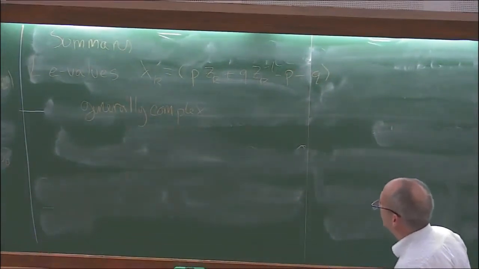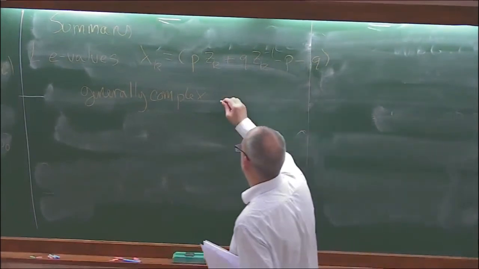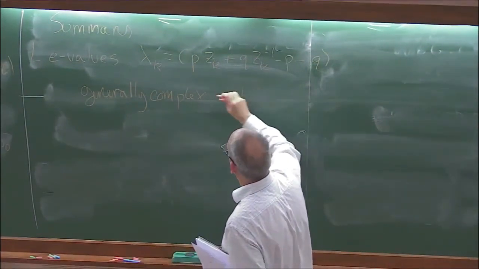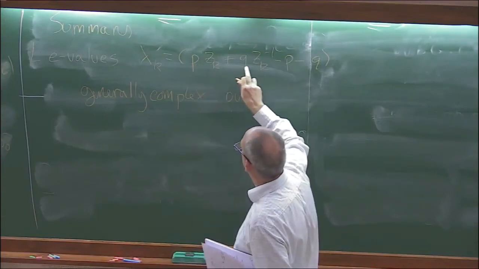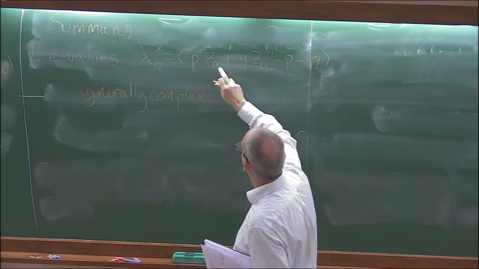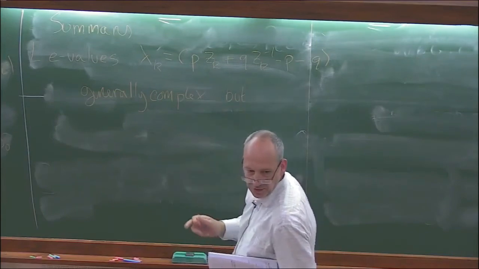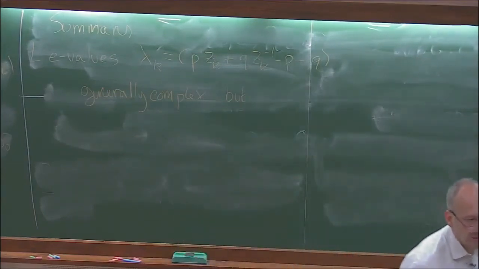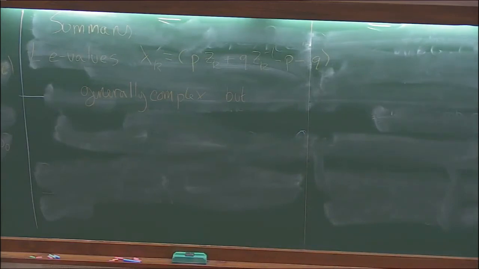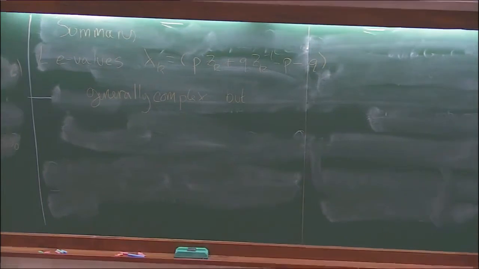But the interesting thing is that they're complex because, remember, z_k is a complex number. But if p equals q, the sum of z_k and z_k to the minus 1 is just going to be a cosine. So if p equals q, which is the detailed balance case, then these eigenvalues become real. So again, you see that detailed balance is a special case.